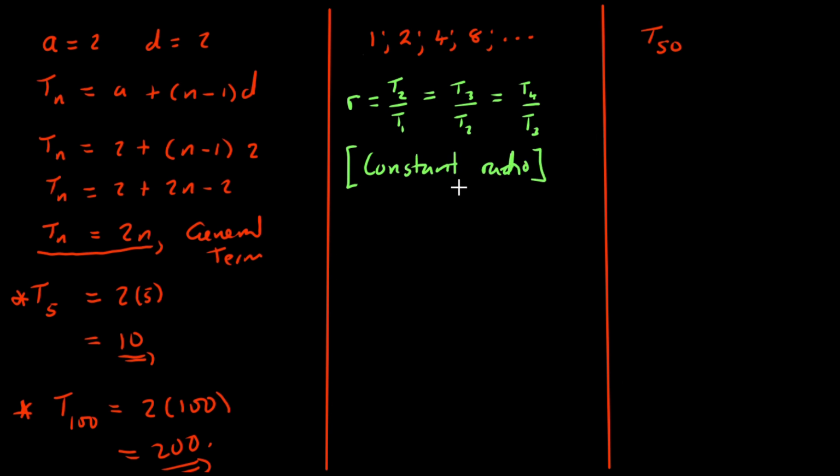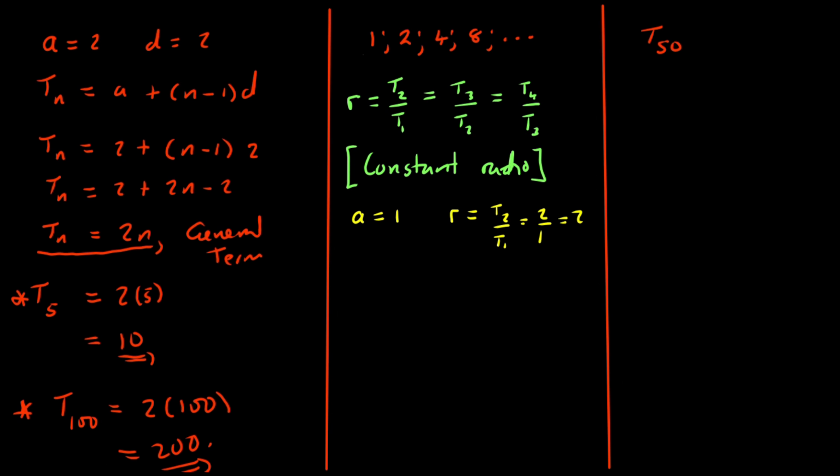Constant ratio. Now with this, we can calculate whatever we need, because we now know that the pattern is a geometric. So let's calculate our A. Our A is equal to 1 because A is always the first term. Our R is equal to T2 over T1, which is 2 over 1, which is equal to 2.